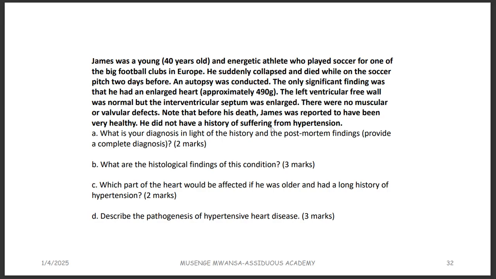Okay, not that, but just a sudden collapsing, that is a feature of hypertrophic cardiomyopathy because of the ventricular fibrillation and ventricular tachycardia. What are the histological findings of this condition?